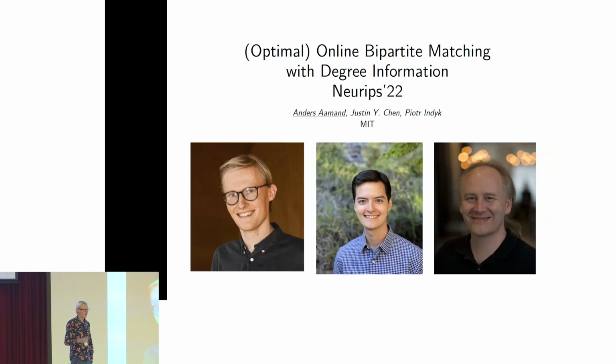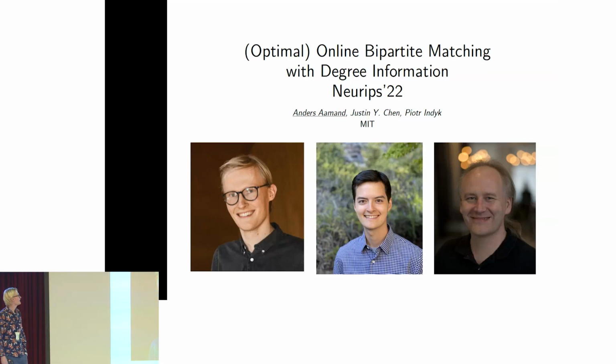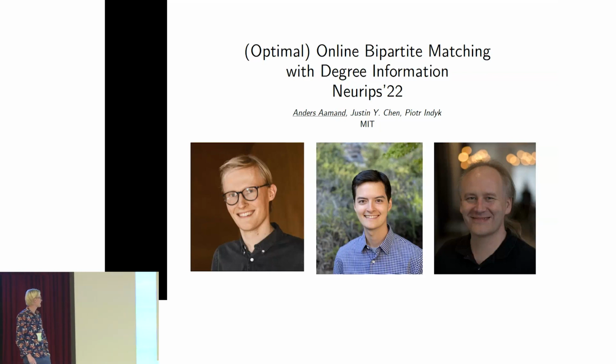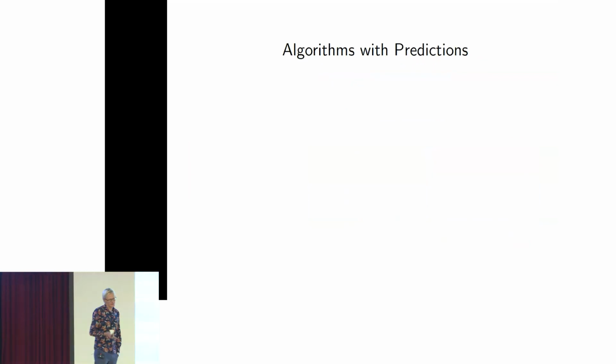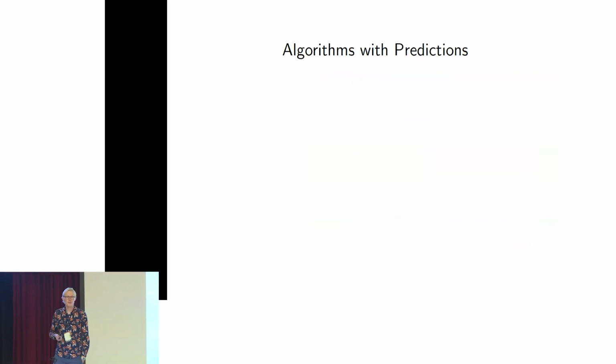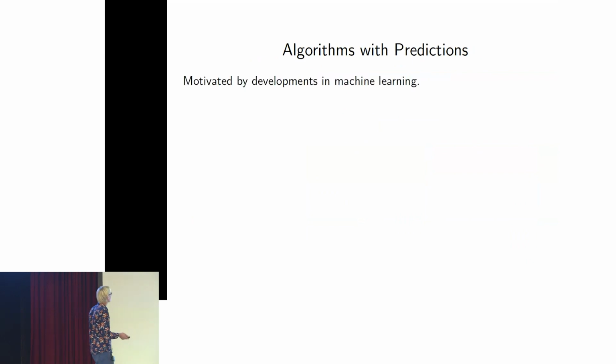So today I will be talking about a recent paper called Optimal Online Bipartite Matching with Degree Information that appeared at NeurIPS 22. And it's joint work between me and Justin Chen and Piotr Indyk, you can see here. And this research falls in this line of work of algorithms with predictions that we've already seen several examples of in this workshop. So I'll go over this a little quickly.